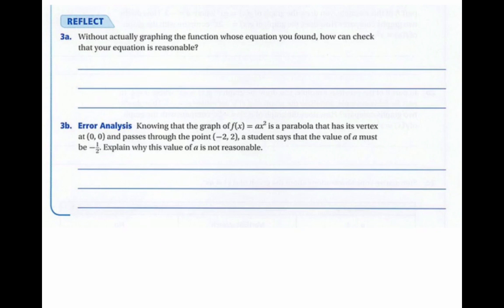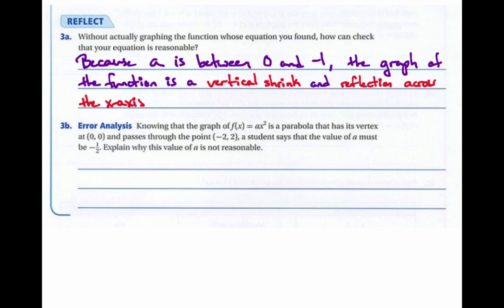Okay, without actually graphing it, though, how could we find out whether or not we're right? Well, what we can do is think about what should be happening based on a. Think about that table that you made a little while ago. So if a is -1/2, what should happen? If a is +5, what should our graph look like? So in this case, because a is between 0 and -1, it was -1/4, remember, the graph of the function is a vertical shrink and a reflection across the x-axis.